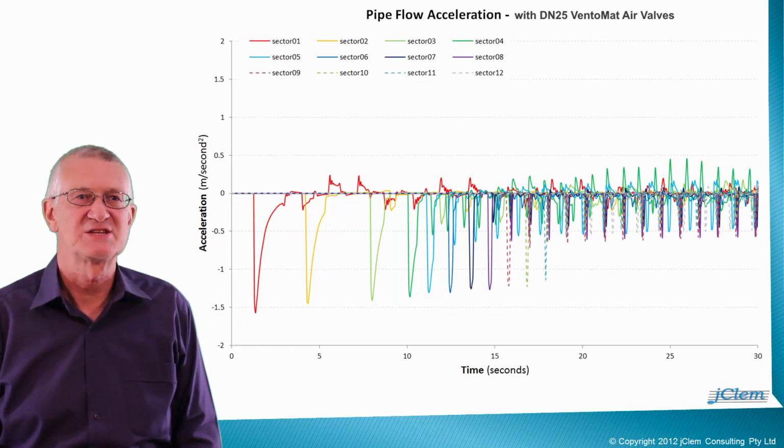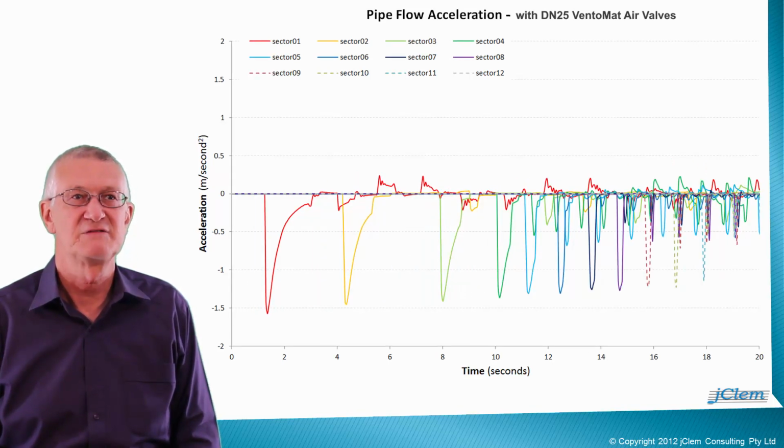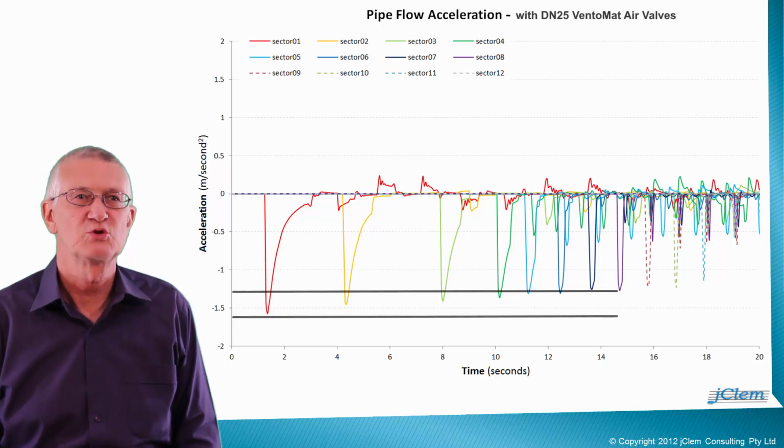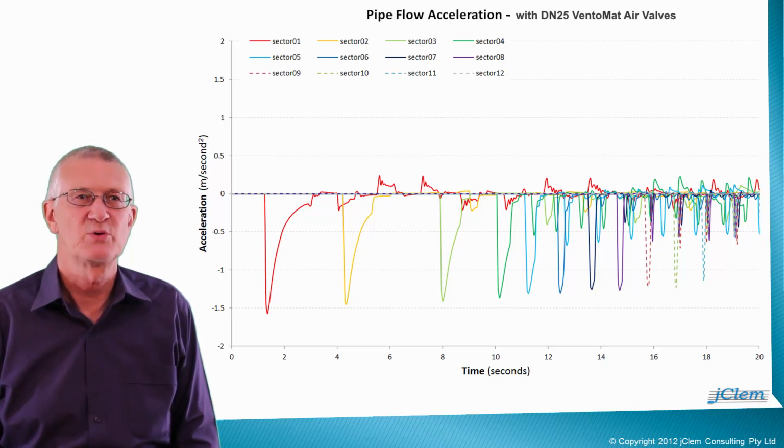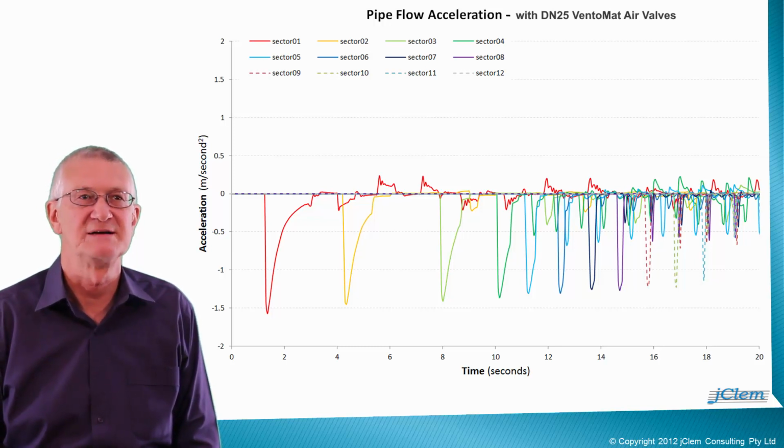Here are the acceleration patterns in the first 30 seconds and in the first 20 seconds. Note from this graph, the initial pressure wave arriving at successive midpoints has the same sharp deceleration of the fluid in the order of 1.6 to 1.3 meters per second squared as the previous two cases. Later interactions between the fluid and air valve operation show much smaller accelerations. We engineers appear to have control of this design.